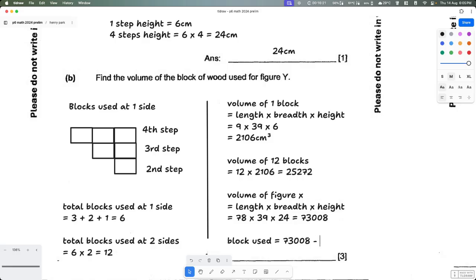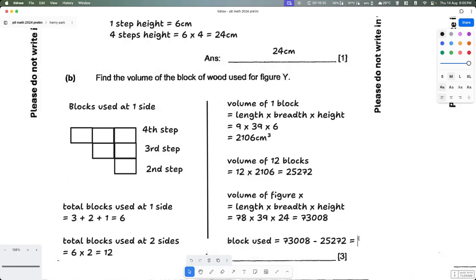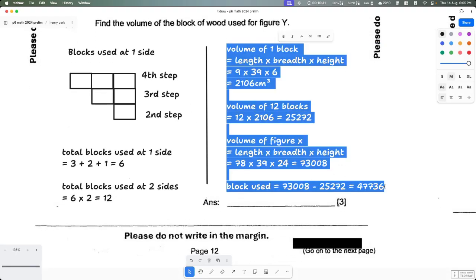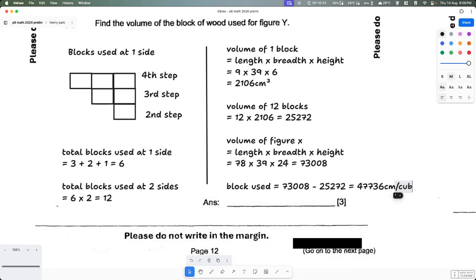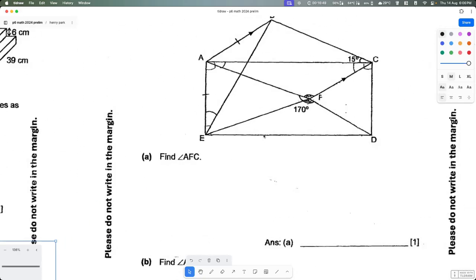So block used is equal to 73,008 minus 25,272, which is equal to 47,736. Okay, there you go. So that's the answer. This will be centimeter cube. So we use this much. Okay, so let's move to the next question.